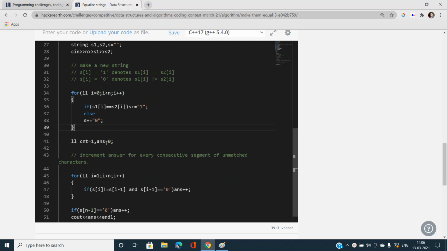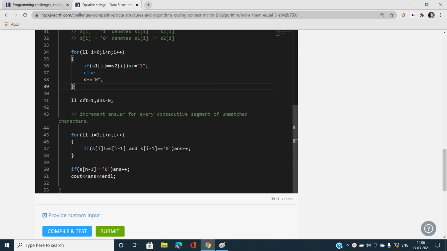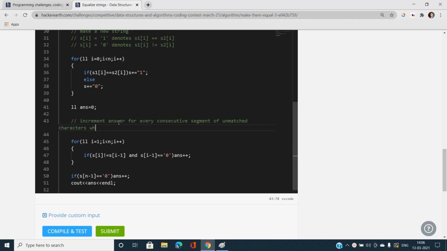Now, this is a waste, I think count is doing nothing here. So I am declaring my answer as 0, and I am going to increment the answer for every consecutive segment of unmatched characters, that is when s of I minus 1 is character 0, denoting that the previous one is an unmatched character, that is s1 of I is not equal to s2 of I, so I need to increment my answer by 1.